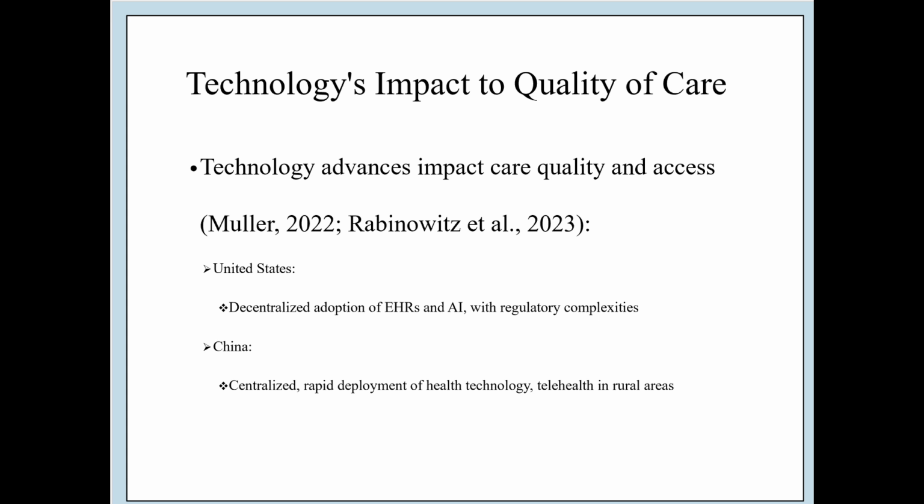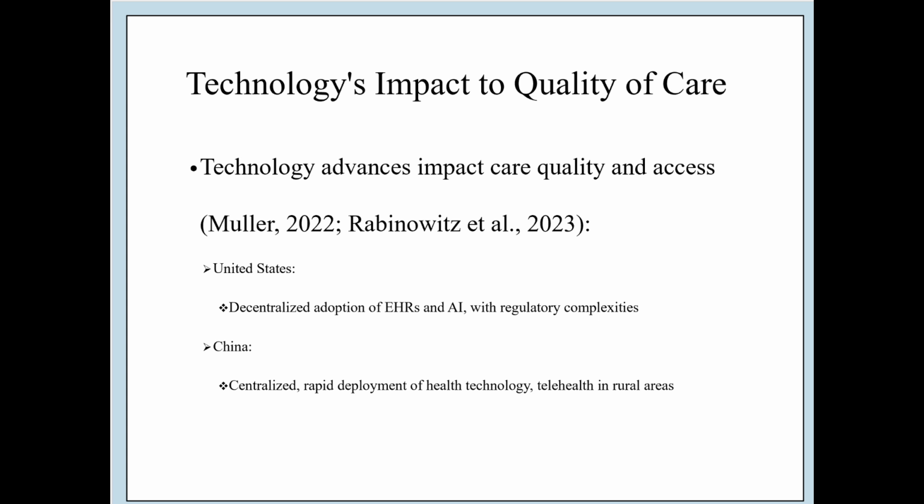Technologies impact the quality of care. Technology advances impact care quality and access. So we kind of talked about this a little above, but it is impossible to separate technology and healthcare at this point. They've become intertwined, and as time has gone on and events have happened around the globe, it's only been exacerbated.